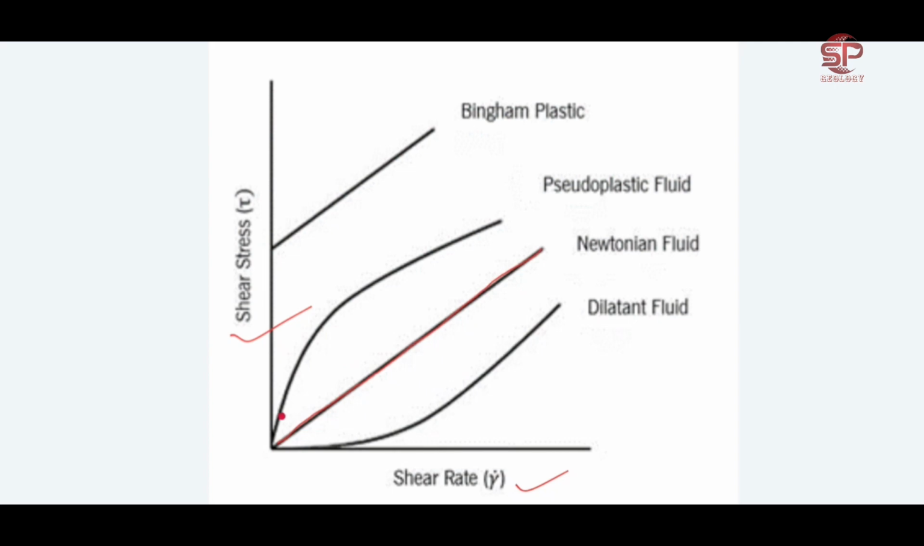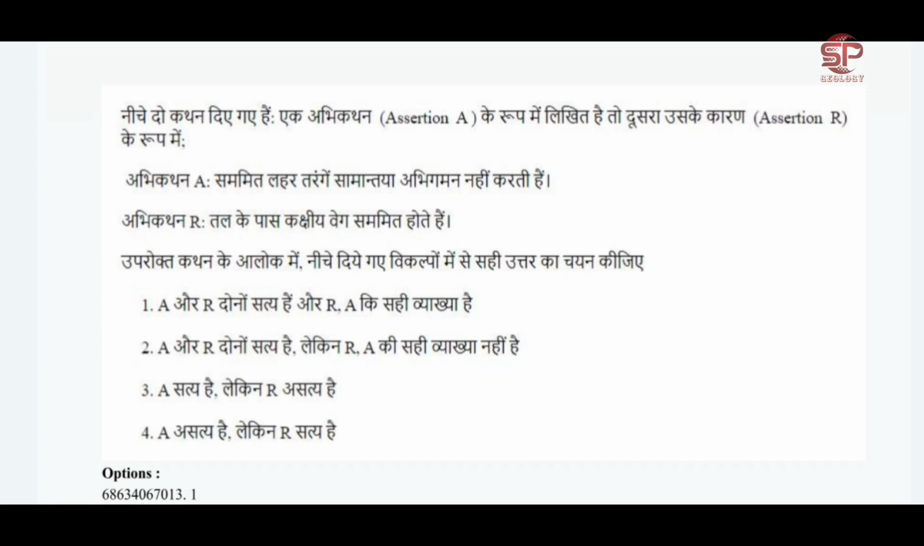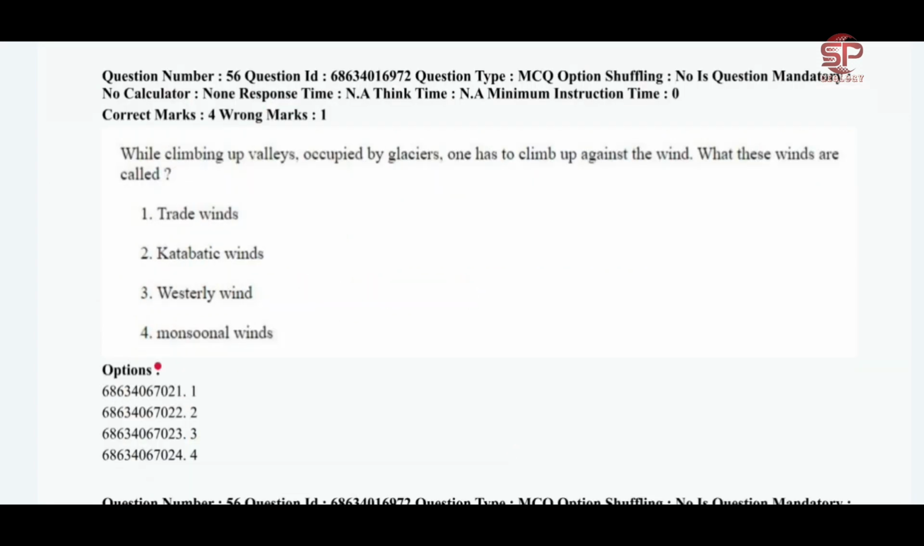And in the other case, you will find a non-linear relationship. So the answer will be linear. While climbing up valleys occupied by glaciers, one has to climb up against the wind. What are these winds called? Obviously, it is katabatic wind.